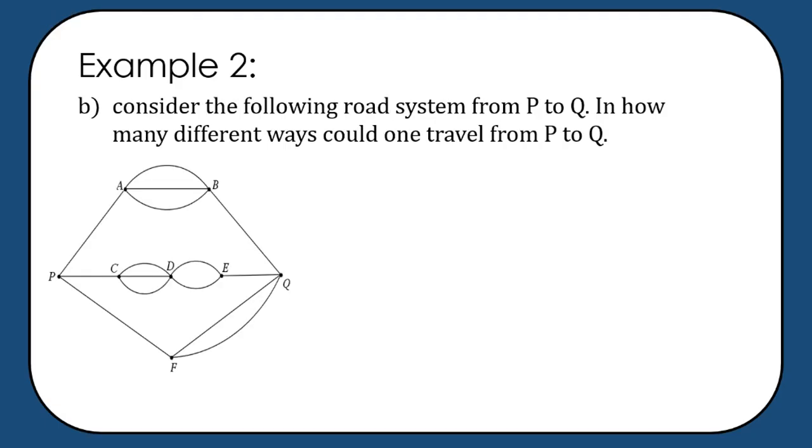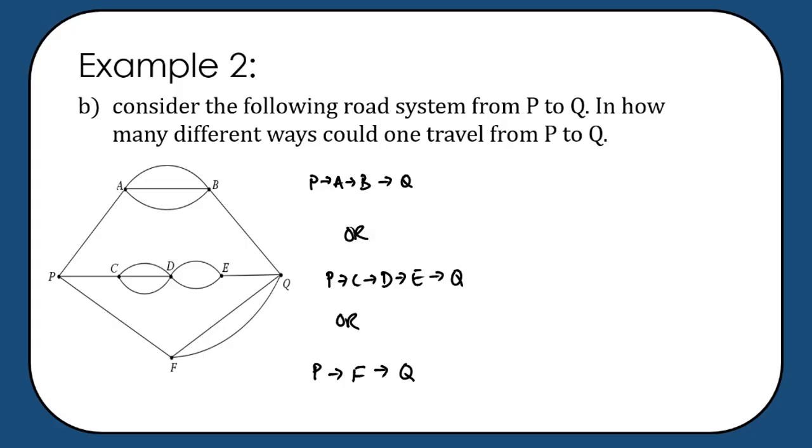Okay, here we have another road system. In how many different ways could one travel from P to Q? Alright, so there are more options here. We could go from P to Q via A and B, so we could go P to A to B to Q. Or we could go P to C to D to E to Q. Or we could go P to F to Q.